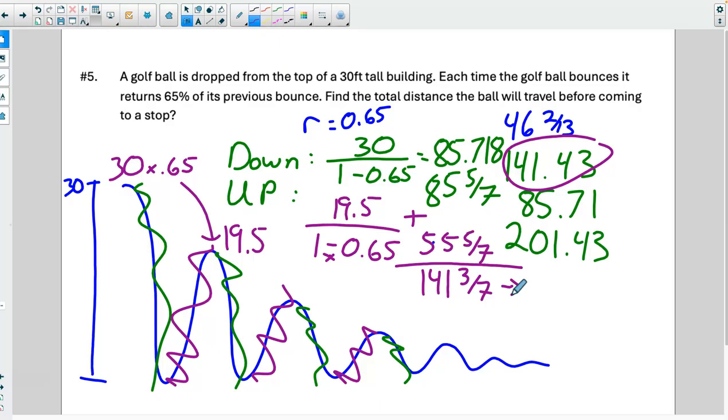The option that I prefer to do is just take this answer, 85 and 5/7, double it, because I have ups and downs that are doubled. But what's the one that's not doubled? The 30. Because I don't have anything right here going up. So I have to get rid of that. So I just double the 85 and 5/7, and then I minus 30 away. You get the same answer. Questions?